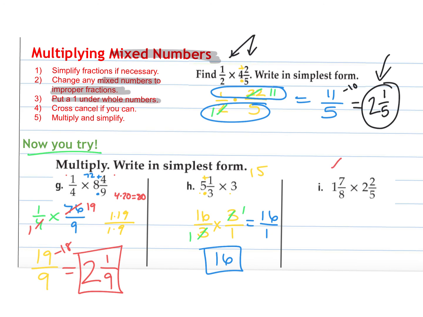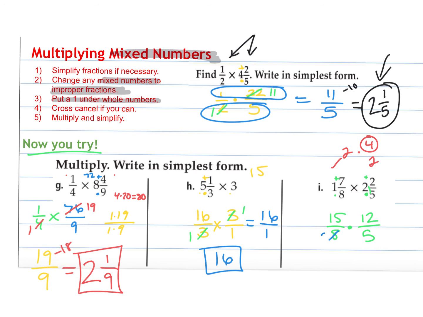Here I have approximately 2 times approximately 2. My answer might be close to 4. That's an estimate. Changing these both to improper fractions. Remember, you can try these on your own. So I have 8 plus 7, 15/8 times 10 plus 2, 12/5. Looking for a common factor. Both of them have it.